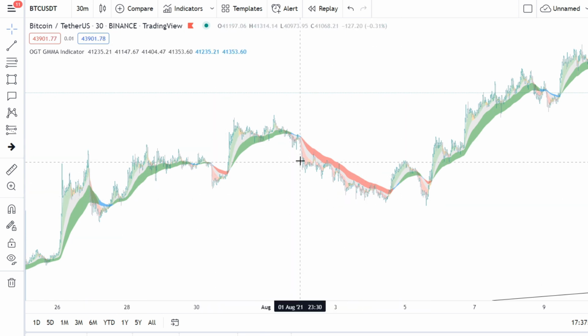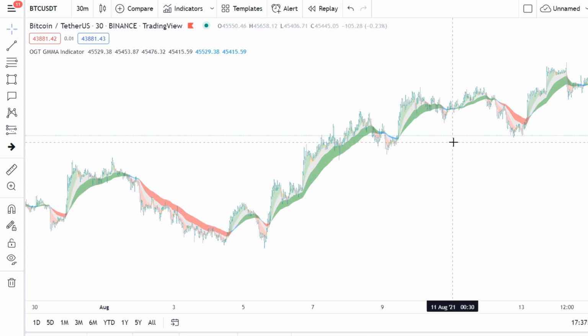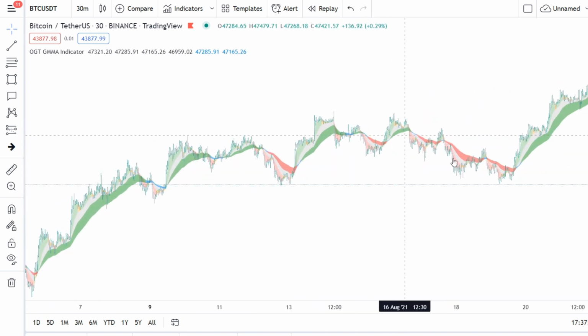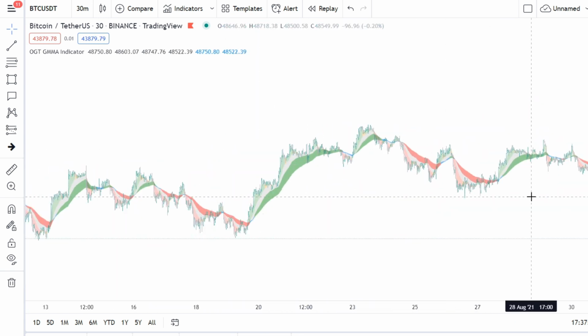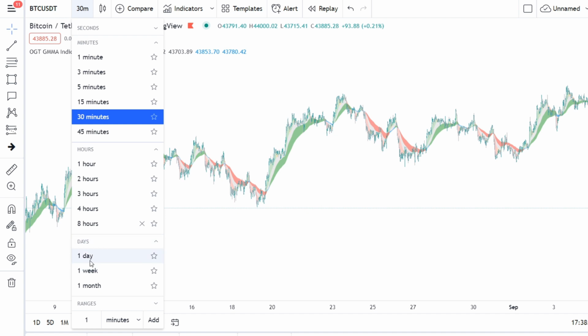Again, it needs to correct itself, and then a great impulse move to the upside, a nice correction, impulse move, correction, impulse move, and then after a few months we see that the price almost hit the $55,000, which was huge, of course. So this also works on Bitcoin.